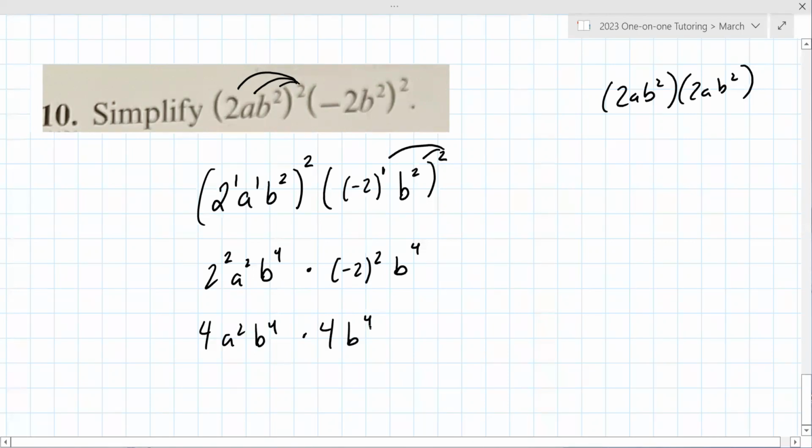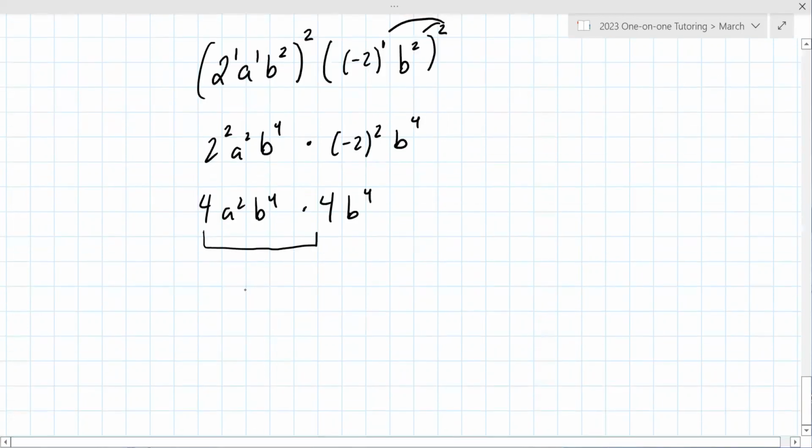You combine like terms. So then you'd have, combine the 6 B's and the number, and then the 4s. Yep. So 16 B to the 8th. I mean A to the 2nd and B to the 8th. Good. Really good.